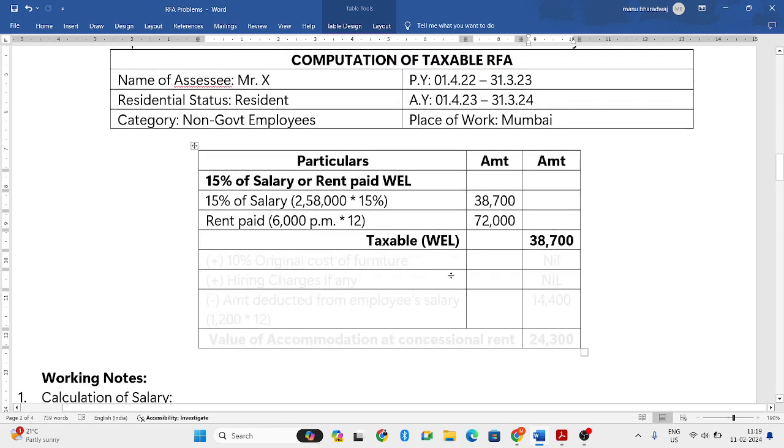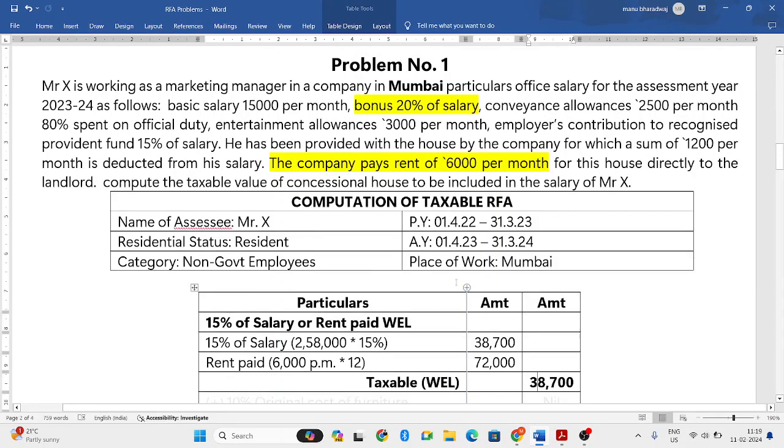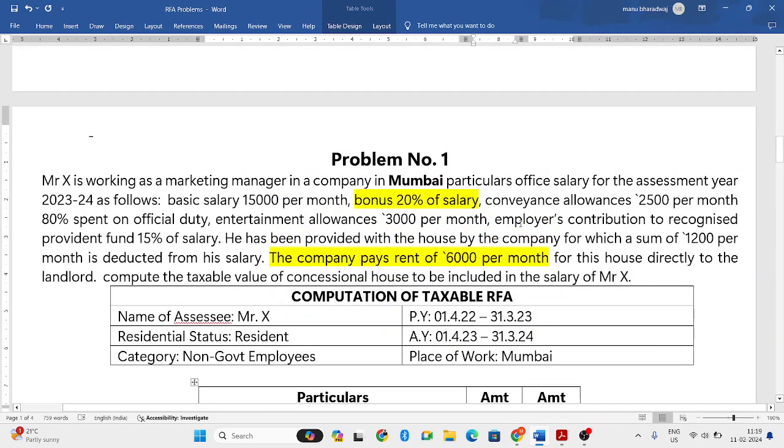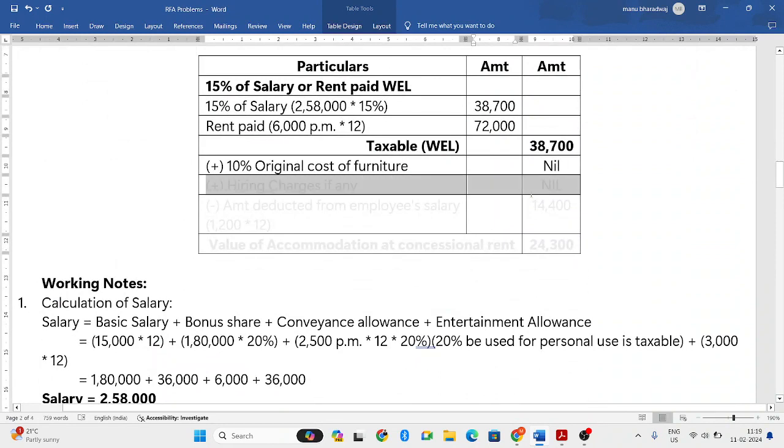For that, you have to add any furniture cost. Check in the question. Any furniture cost they have told? It is not there. So cost of furniture will be 0. Anything they have hired? They have not hired any furniture or anything. That will also be 0.